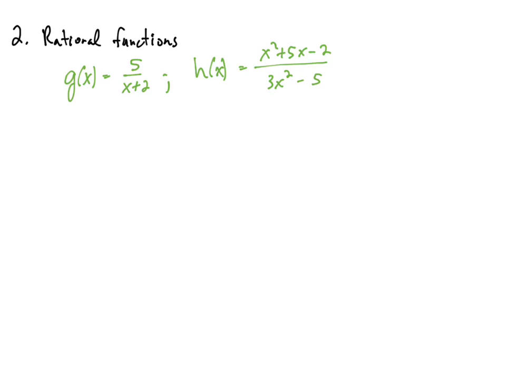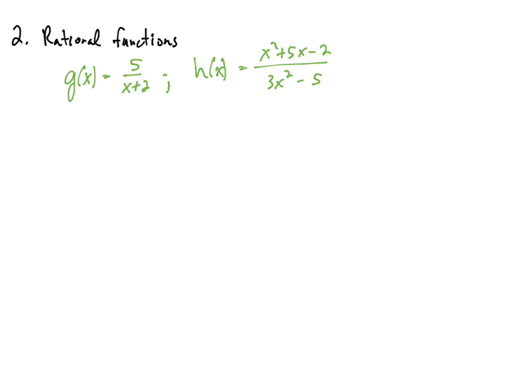The next type of function is a rational function. So a rational function, again, is just a function that has the variable in the denominator of a fraction. So here are two examples. G of x equals 5 over x plus 2. H of x equals x squared plus 5x minus 2 over 3x squared minus 5. So g of x and h of x are both examples of rational functions.